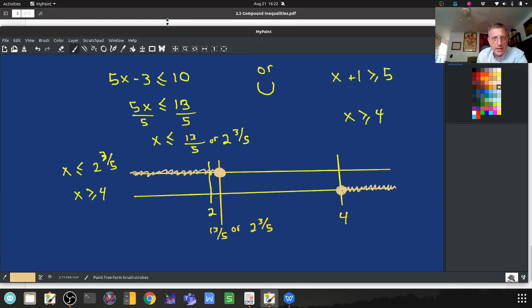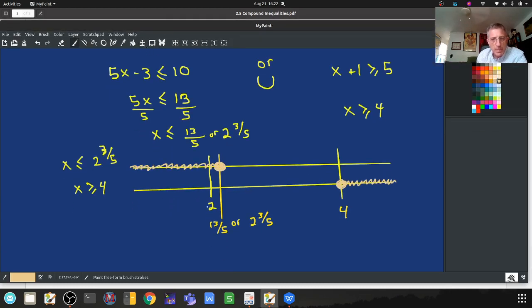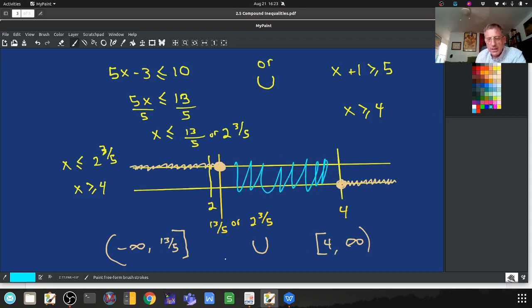So here we actually run into an interesting conundrum. This interval is minus infinity to 13 fifths, or if you want to write 2 and 3/5, that's fine, and that's included. And then I'm taking the union of this, and I have 4, which is included, and it goes all the way to infinity. In all of this area right here where there's nothing, it's not in the set.